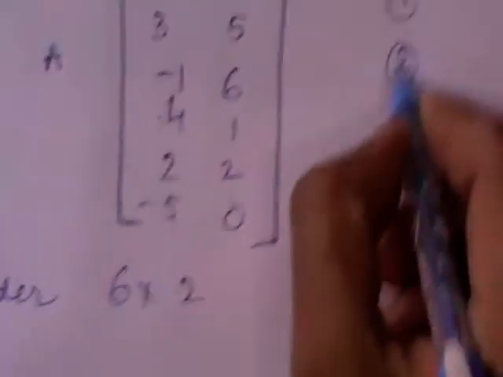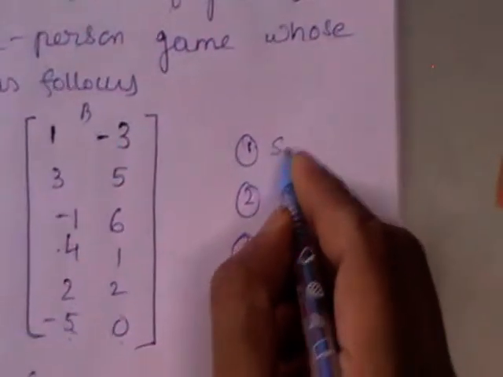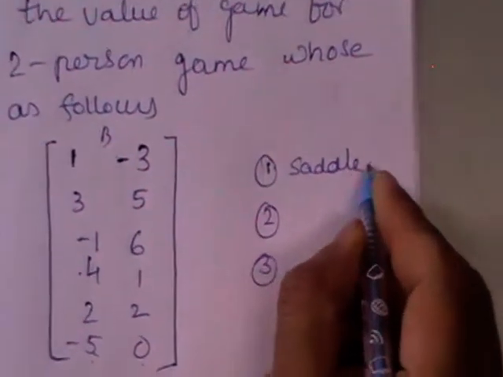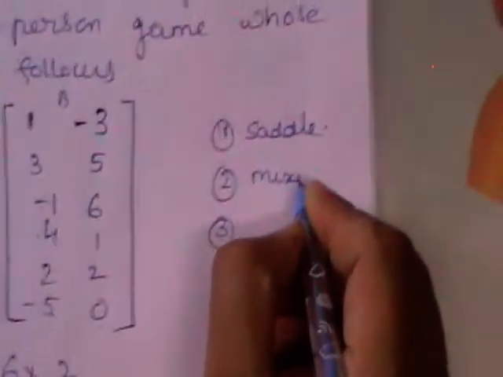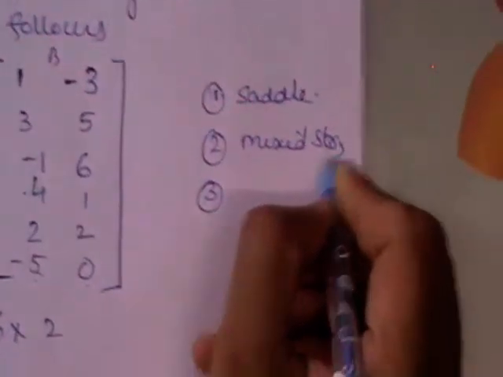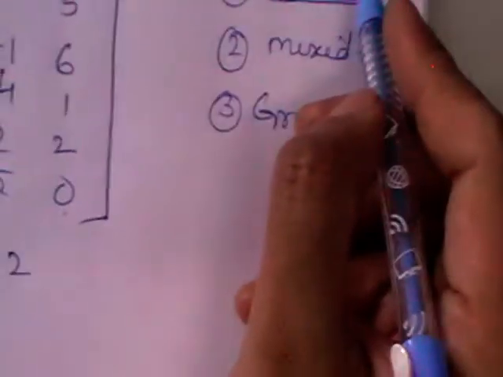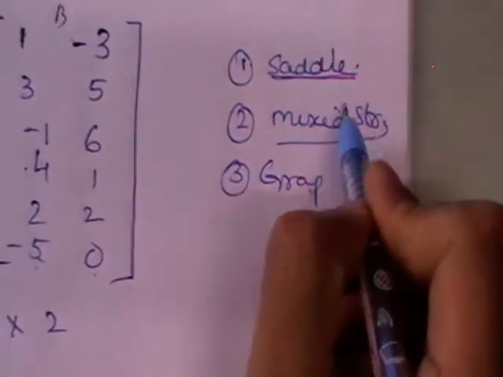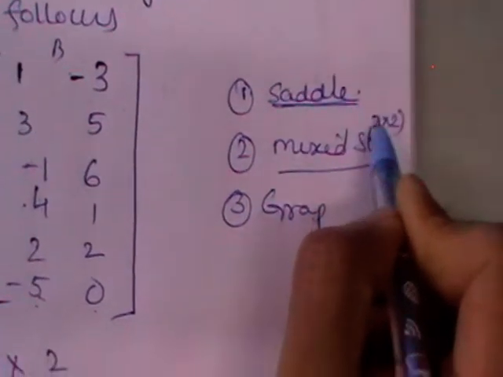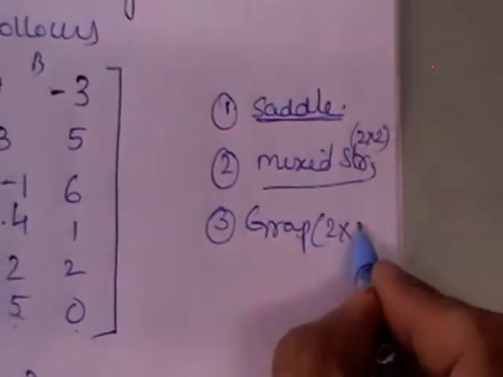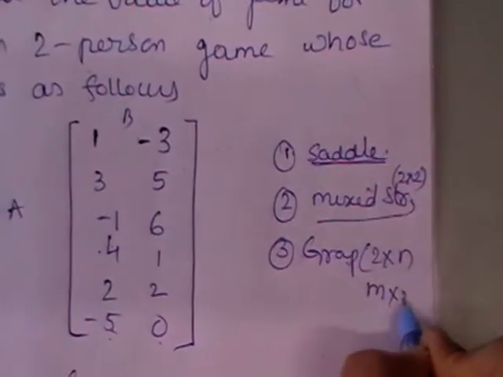Again I am repeating that you have 4 different methods of solving a game problem: saddle point technique, mixed strategies and graphical method. Saddle point can be applied to any order of the matrix, whether it's square or rectangle. Mixed strategies can only be applied to 2 by 2. Graphical can only apply to 2 by n or m by 2 games.